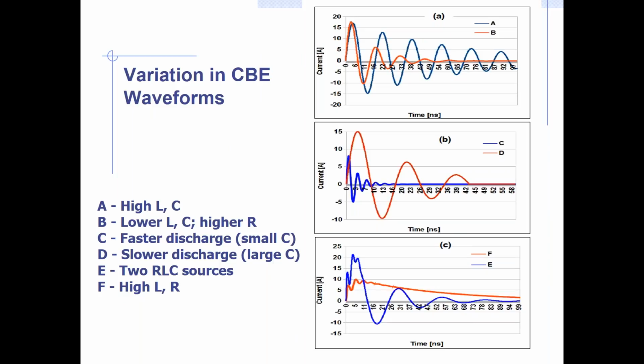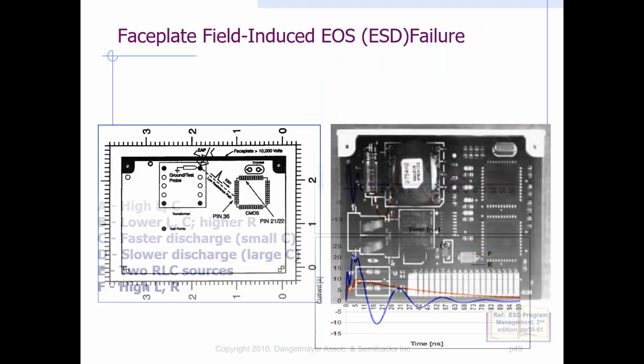Okay, next slide. The charge board event is very widely varied, as you might suspect. These are some simulations of different types of inductance, capacitance, and resistance in the discharge path. They won't all look like the physical damage that I showed you above, but you could still get subtle failures which are not due to the application of power, but are due to an electrostatic discharge. Next slide, please.